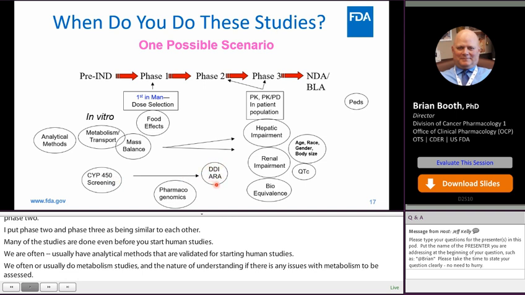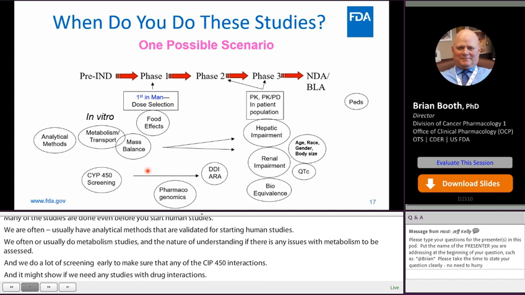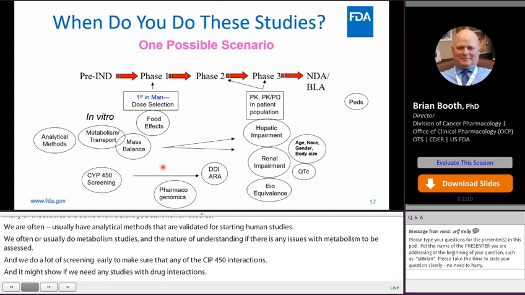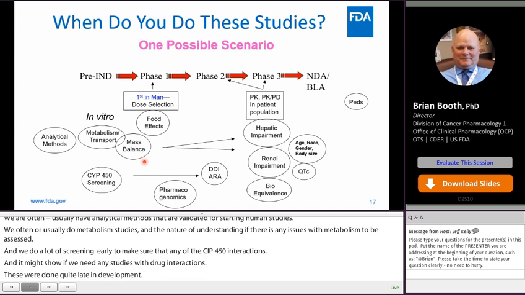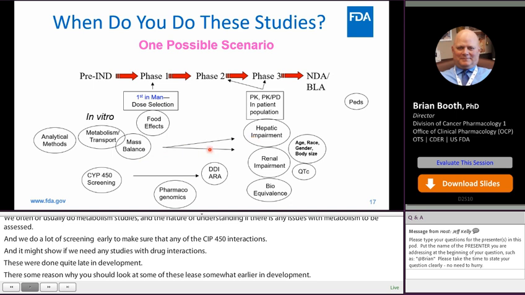studies in development. Now, these used to be done quite late in development. There are some reasons why you could and maybe should look at some of these at least earlier in development. Mass balance studies were a small study that gave us an indication about whether the route of elimination was hepatic or renal, and suggested whether we might need to look in organ dysfunction for these patients.